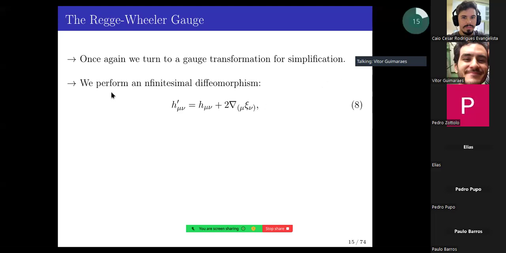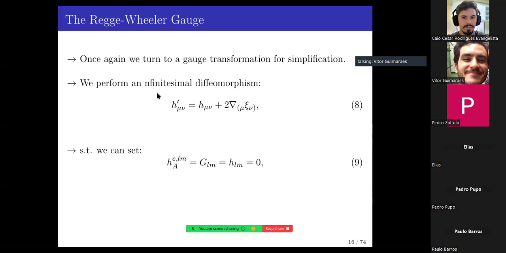If we perform an infinitesimal diffeomorphism here, there's an I missing here. I'm going to correct this before I send it to you. But yes, here is the transformation generated by this vector.